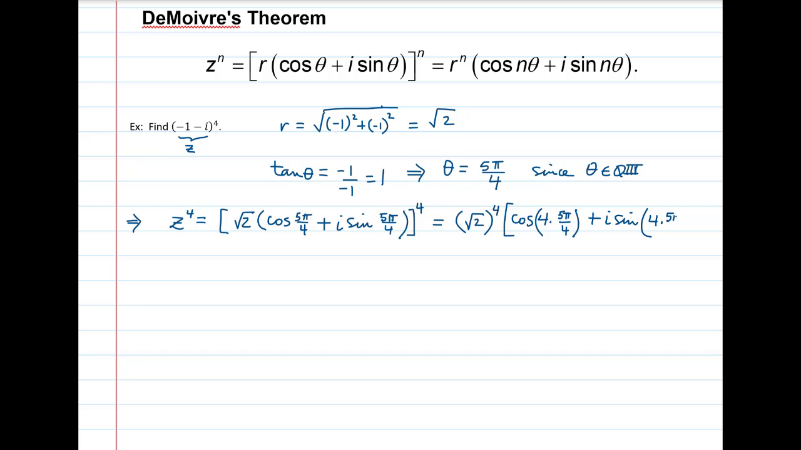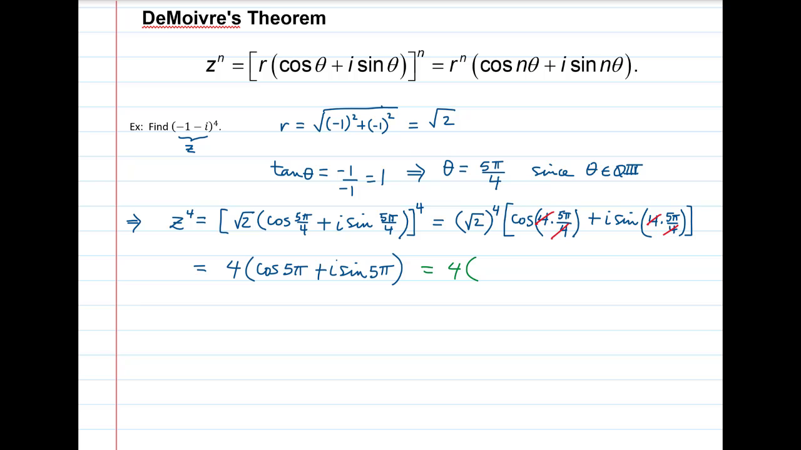So we're multiplying 4 times 5 pi over 4, and we get this. Okay, 4 times 5 pi over 4, the 4's cancel out, and we get a nice 5 pi as a new argument. And square root of 2, the modulus, to the 4th power is just a nice 4. All that multiplied by cosine of 5 pi plus i sine of 5 pi.